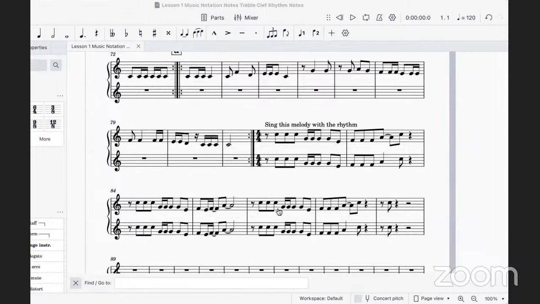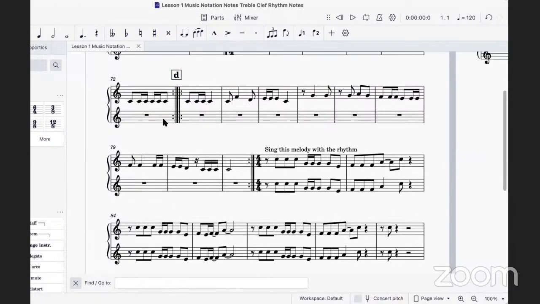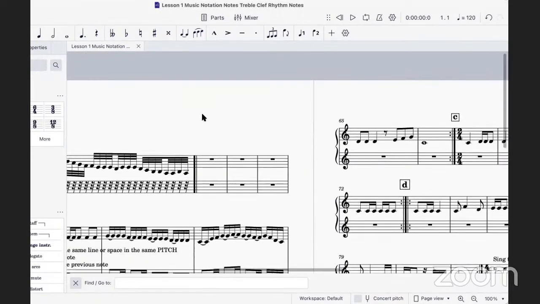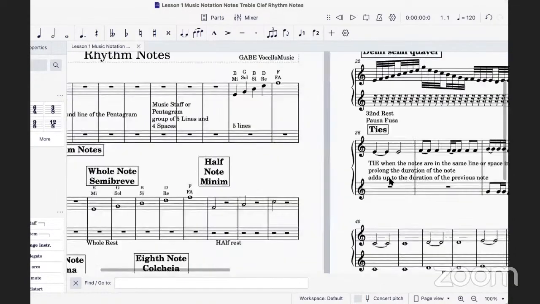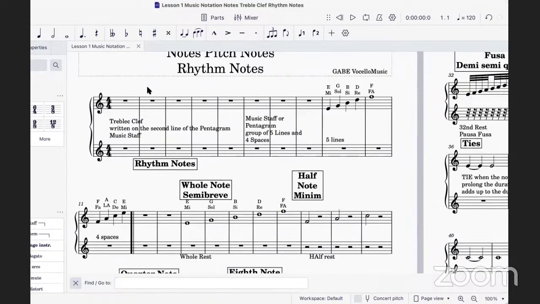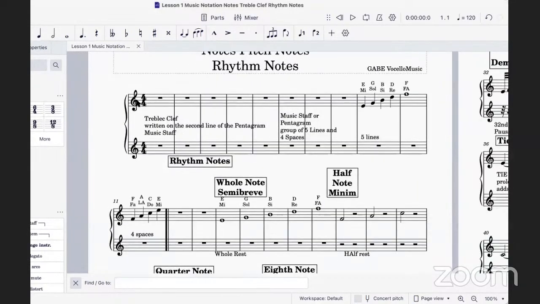So today we're going to talk about treble clef, just the beginning of the treble clef, and we're going to talk about the rhythm notes for the musical notation. Treble clef is this symbol here that you see on the left side of the music staff.